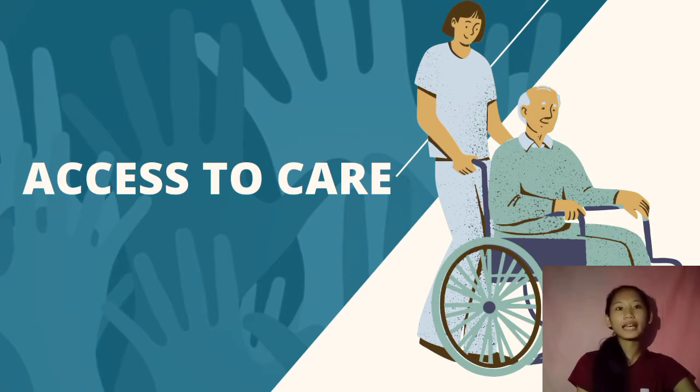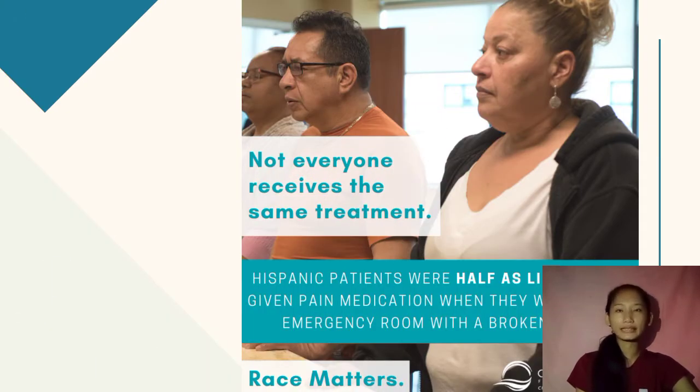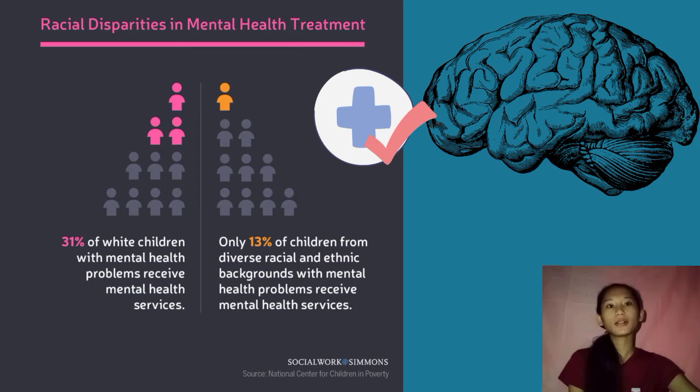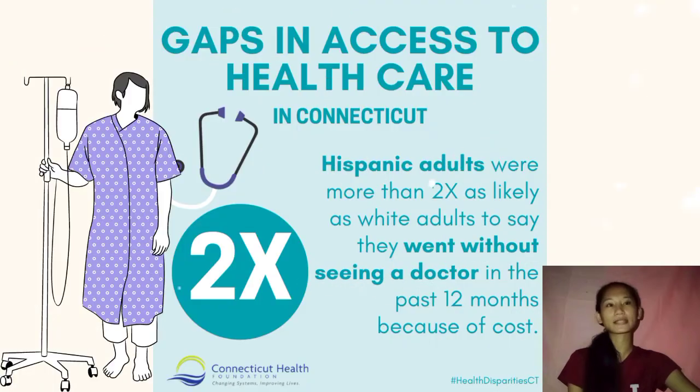In access to care, not everyone receives the same treatment. Hispanic patients were half as likely to be given pain medication when they went to the emergency room with a broken bone. There are also health disparities in mental health treatment due to race. An example of this is 31% of white children with mental health problems receive mental health services. However, only 13% of children from diverse racial and ethnic backgrounds with mental health problems receive mental health services.